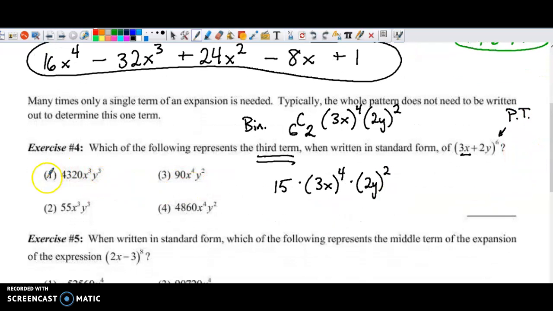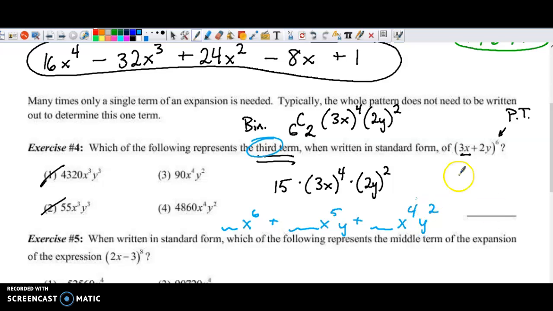But at the very least, I hope you would be convinced that 1 and 2 are incorrect because they have the wrong exponents. I guess what I'm saying is I hope you could start by writing out that the first term would be x to the 6th, the next one would be x to the 5th, y, and then the third term, what we actually want, would be x to the 4th, y squared.